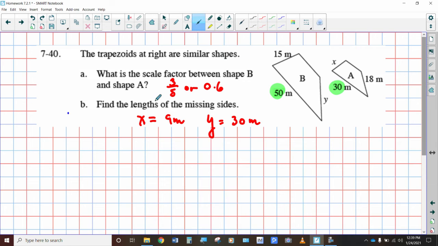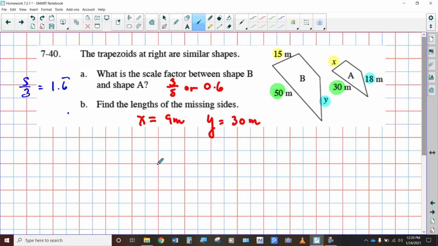We would either make the scale factor 3 over 5 because A is smaller than B, and so you'd multiply 50 times 6/10 or 3/5 to give you 30. But I could also say that it is 5 over 3, which would be the same as 1.6 repeated. So I would actually stick to the fractions when I'm doing this work.